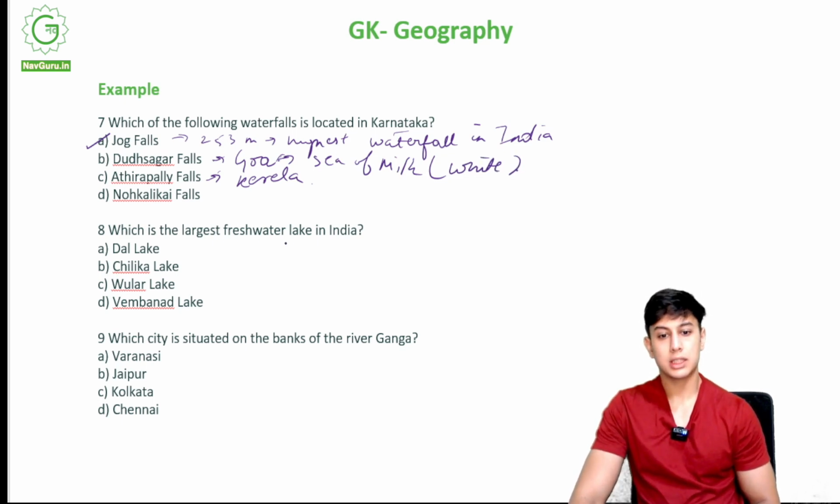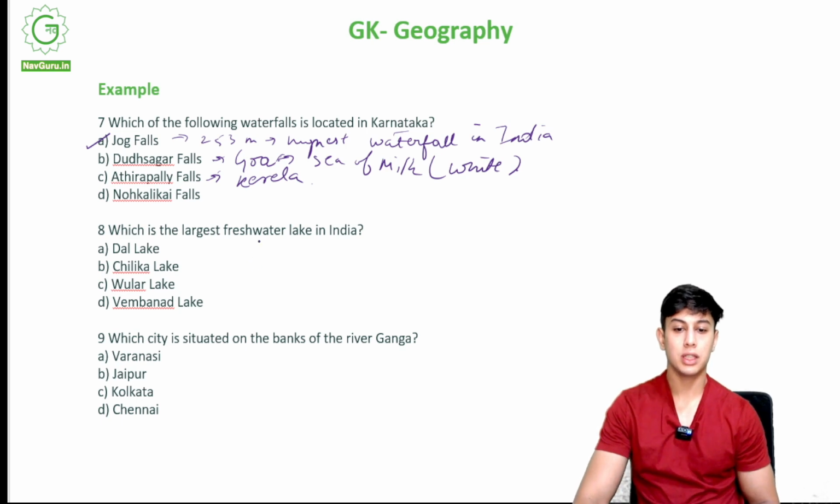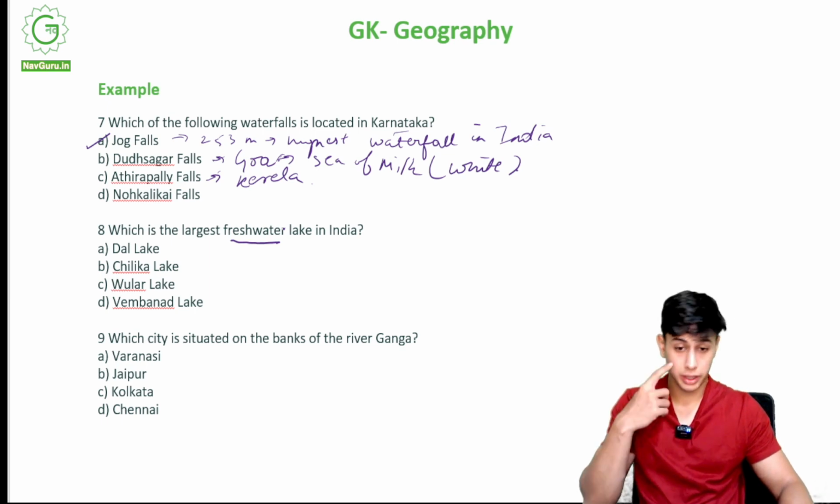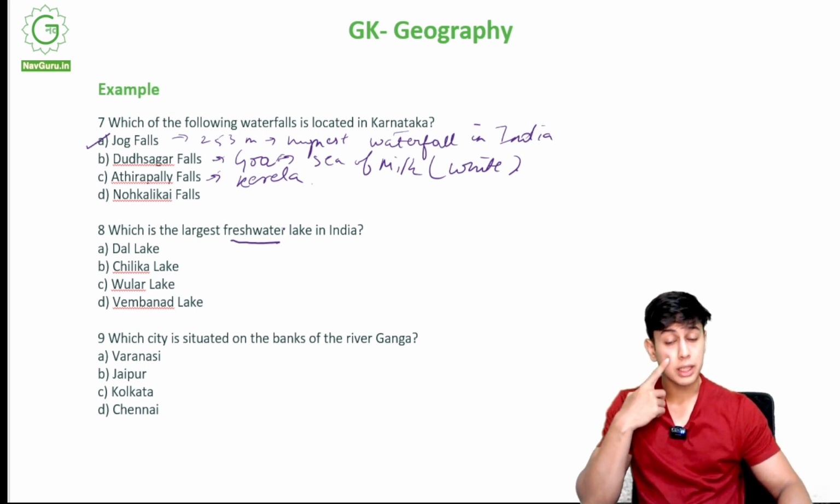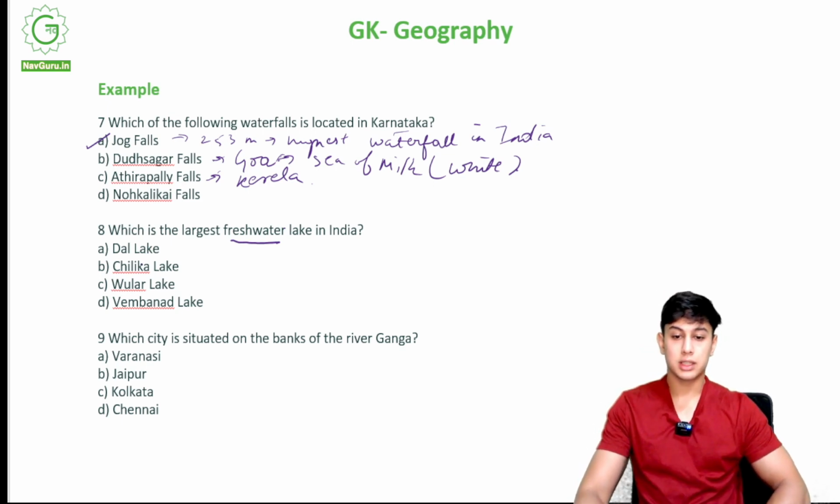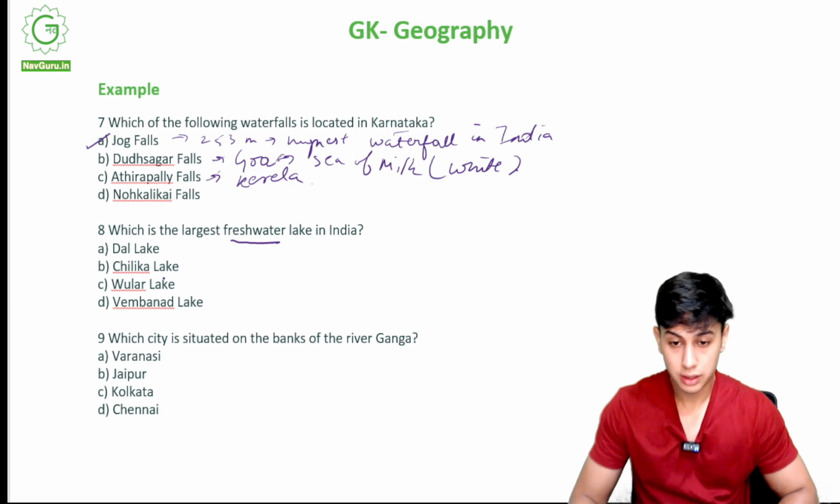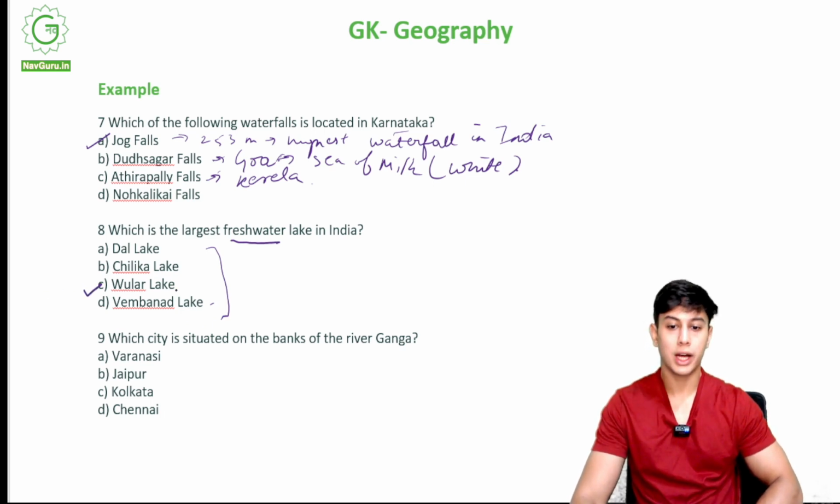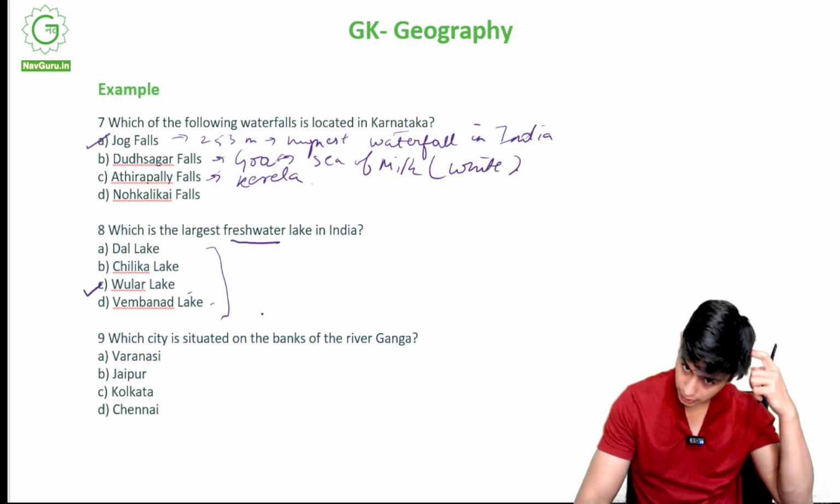Which is the largest freshwater lake in India? What does freshwater mean? It is not salty. It can be drunk, right? So we can drink that freshwater. Is it Dal Lake? Chilika Lake? Wular Lake? Or Vembanad Lake? Out of all of these, which lake is it? It is, of course, option C, the Wular Lake. Wular Lake is the largest freshwater lake in India.